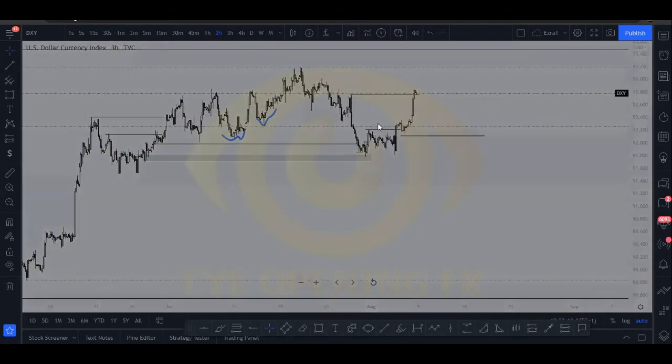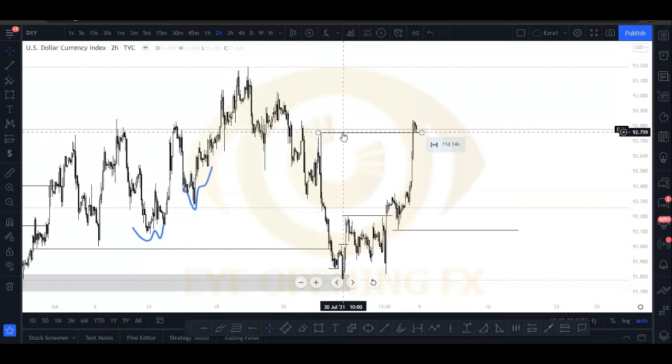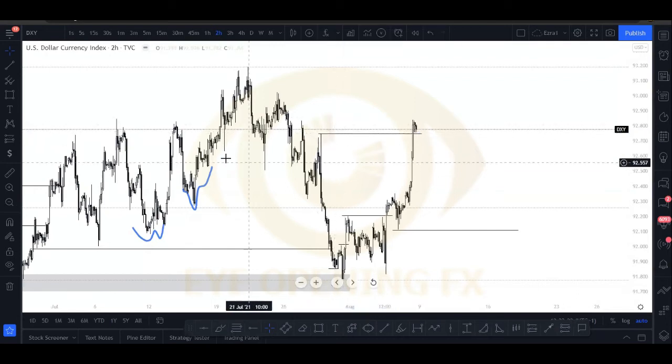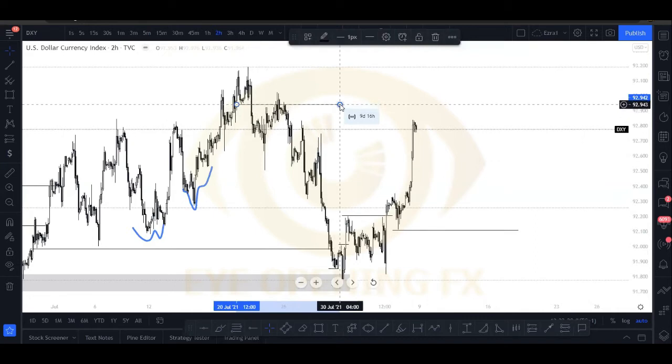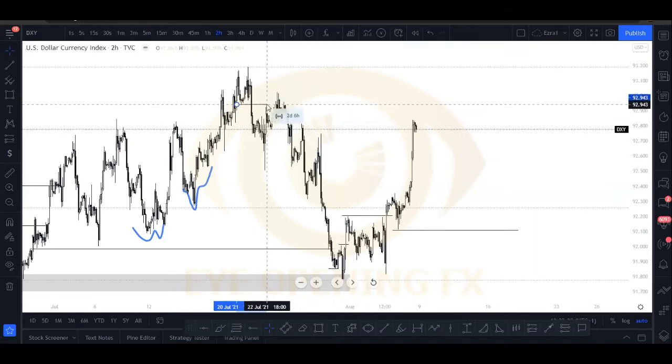And there was news on Friday. There was news, which is NFP news, that happened. So that was the news. So now based on the primary BMS that we had on this DXY here, the primary break of structure that we had on this DXY.